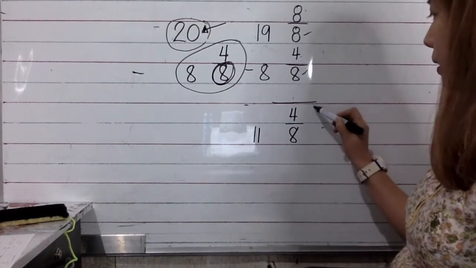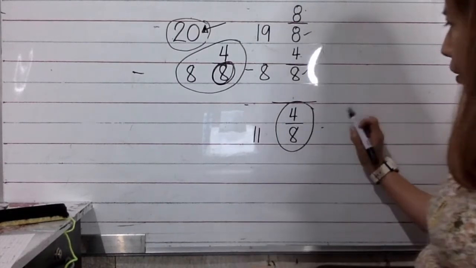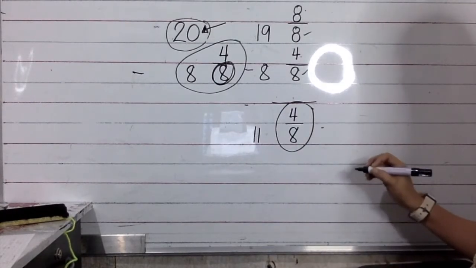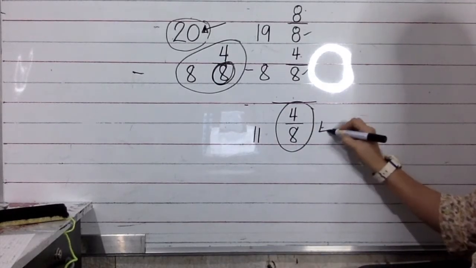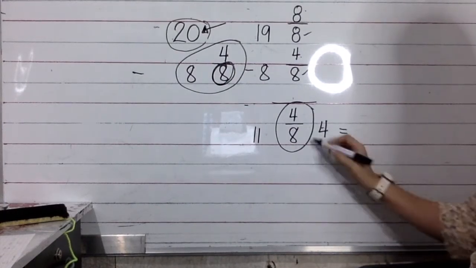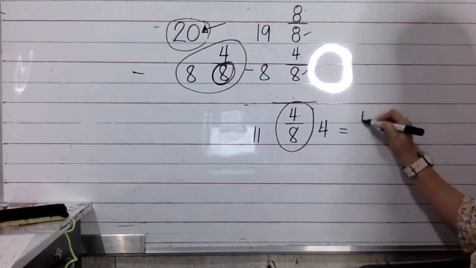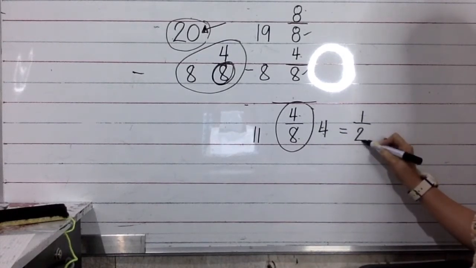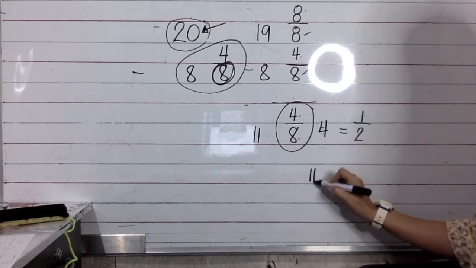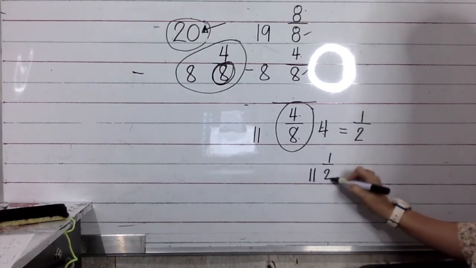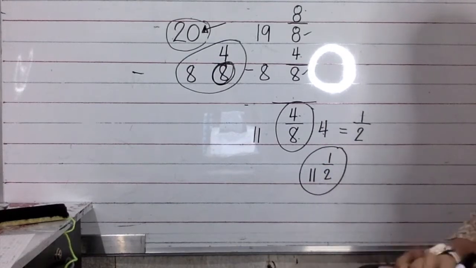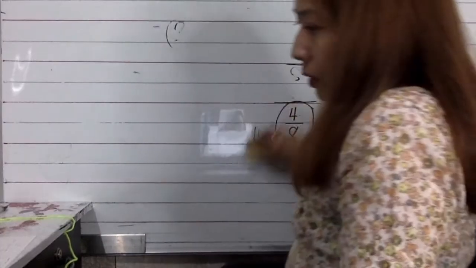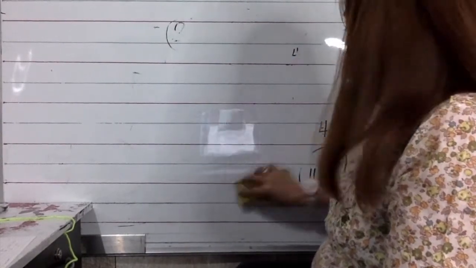Oops! Look at the fraction or part. What is the GCF of 4 and 8? It's 4. So 4 divided by 4 is 1. 8 divided by 4 is 2. So the answer is 11 and 1 half. That is the answer for 20 minus 8 and 4 over 8.